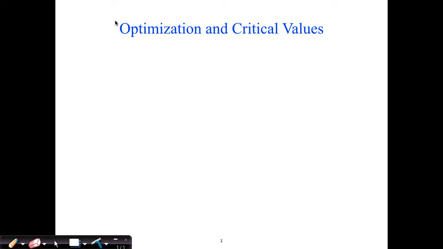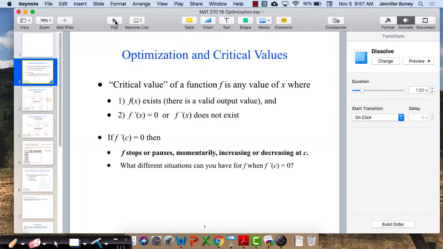But critical values are those kinds of points that we were just discussing where it says, oh, did I start the recording? Yeah, I did. Okay. Sorry.